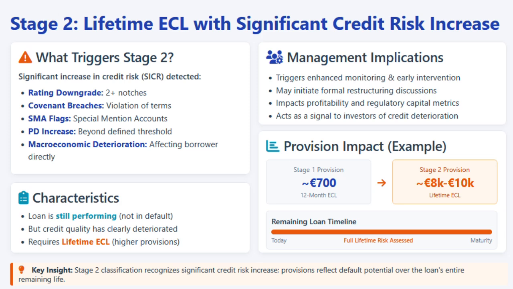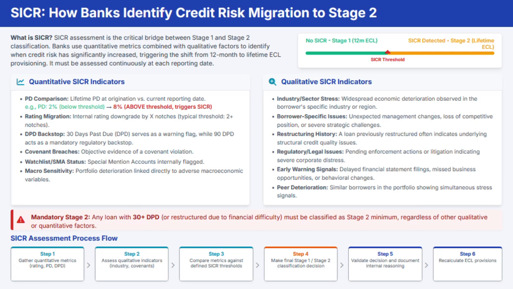Stage 2 kicks in when there is a significant increase in credit risk, but the loan hasn't defaulted yet. Think of a borrower whose credit score has dropped significantly or a company that's showing financial distress. So for Stage 2 loans, banks recognize a lifetime ECL, the loss that would be expected if the borrower defaults at any point of time during the remaining life of the loan. And this is crucial because it captures the deterioration before default actually occurs.